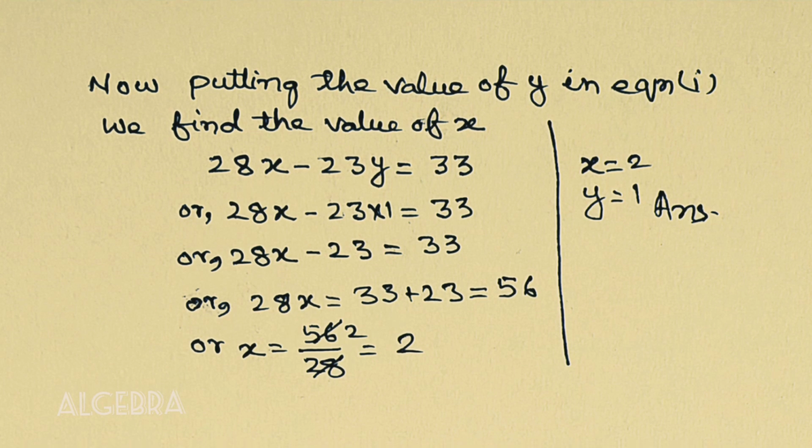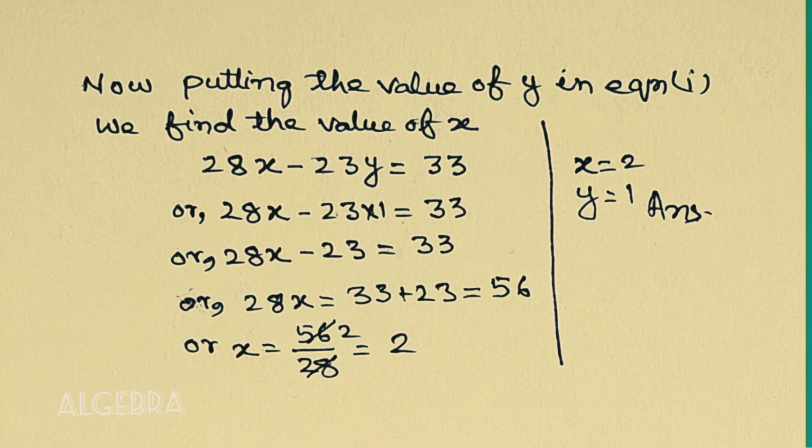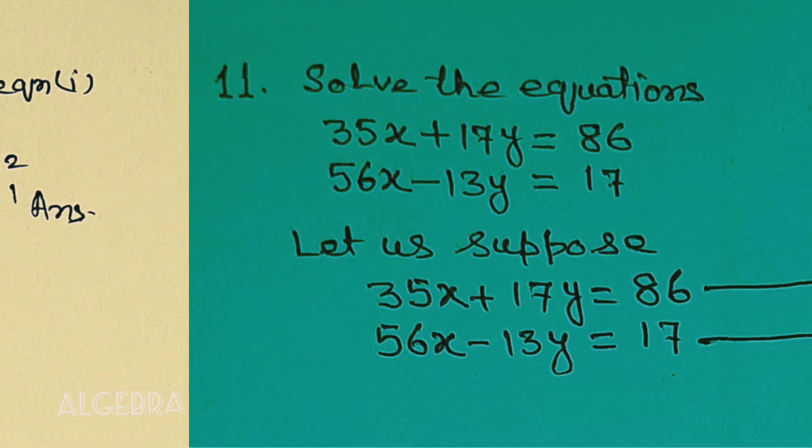28x minus 23y is equal to 33, or 28x minus 23 into 1 is equal to 33, or 28x minus 23 is equal to 33, or 28x is equal to 33 plus 23 is equal to 56, or x is equal to 56 by 28 is equal to 2. So x is equal to 2 and y is equal to 1. Answer 11. Solve the equations.